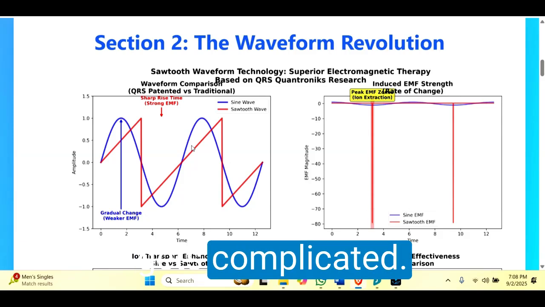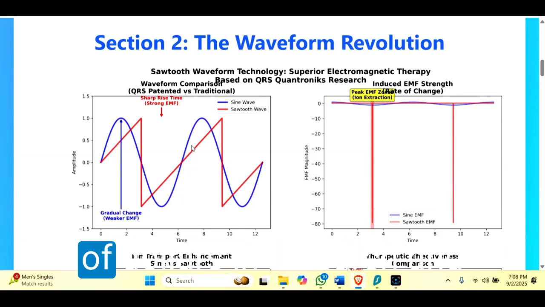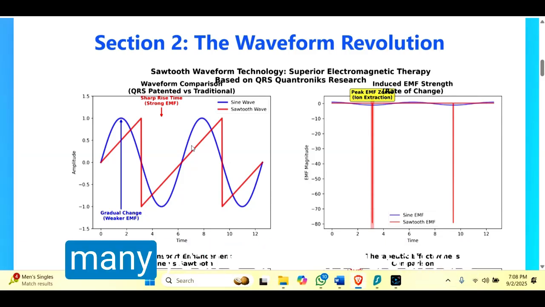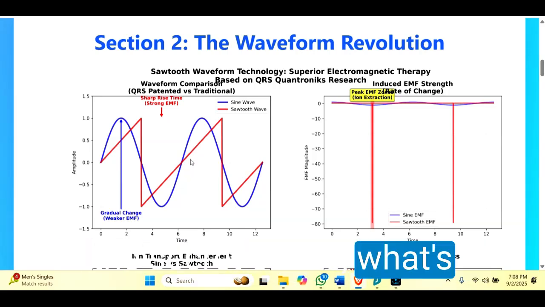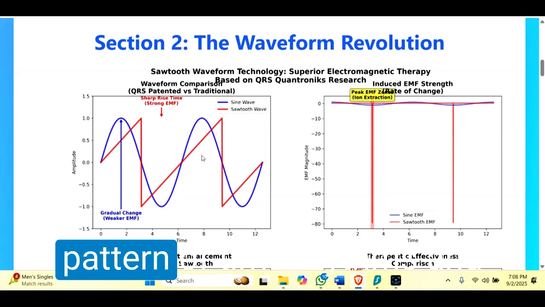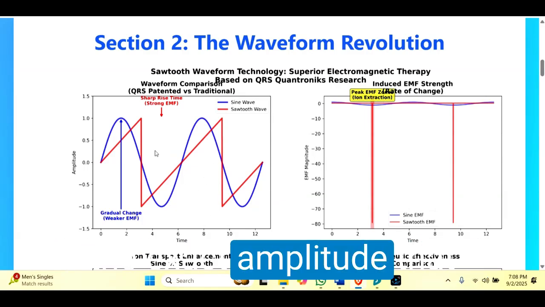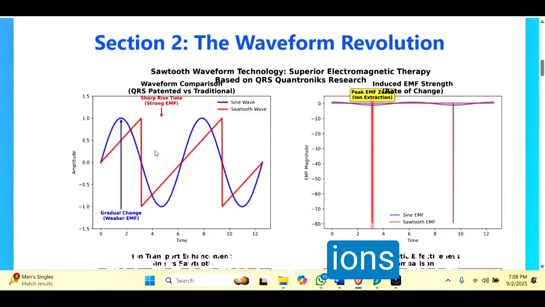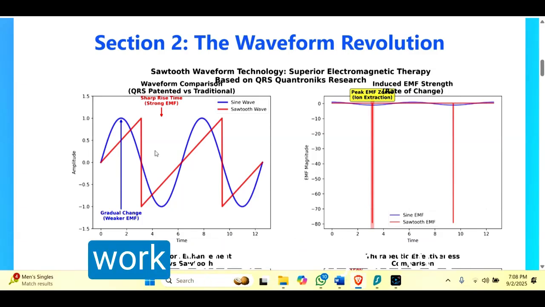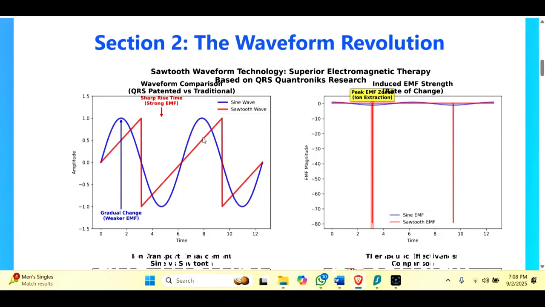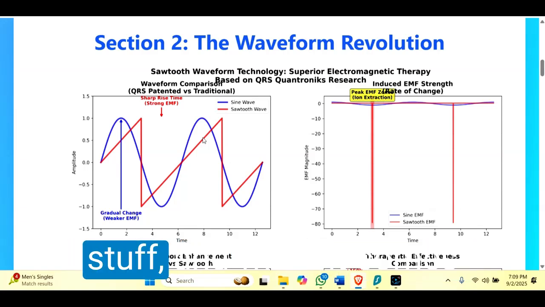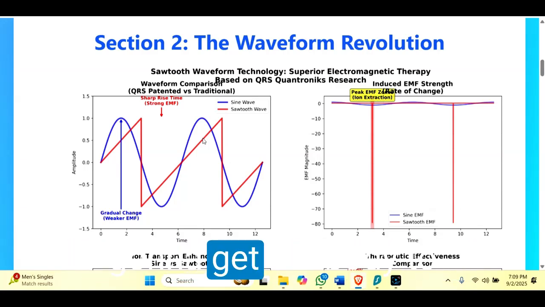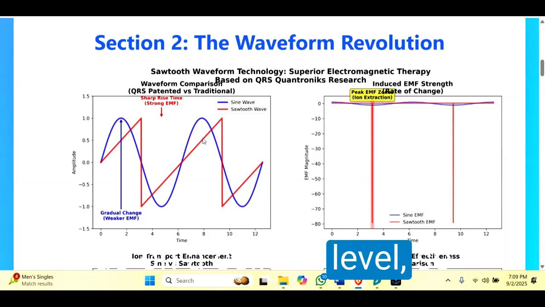This is where it gets complicated. This is why it took millions of dollars in research, many years and thousands of hours to figure out the secret sauce, the magic, the exact pattern of time rhythms and the exact amplitude that can actually get ions and these other processes on a cellular level to work, and can actually affect transmembrane potential. Don't be fooled. This is extremely complex stuff. And when it comes to what's actually going to get the body to do what we need it to do on a cellular level, very few figured it out.